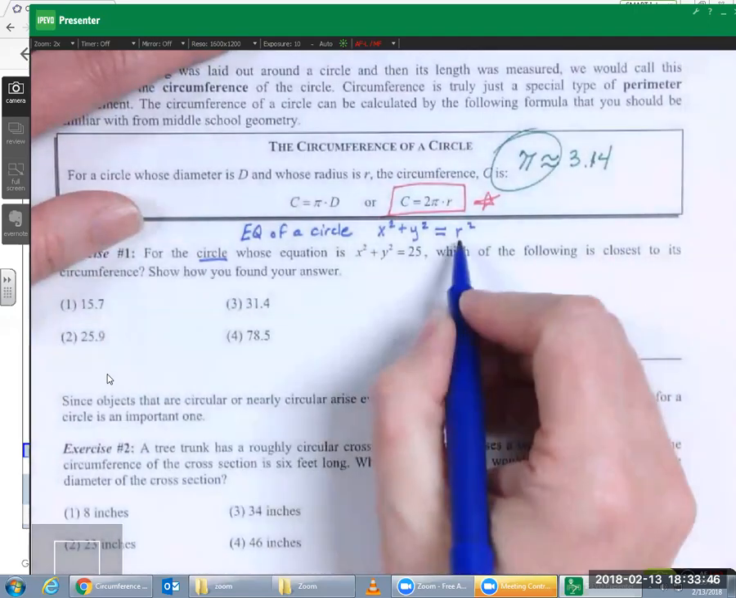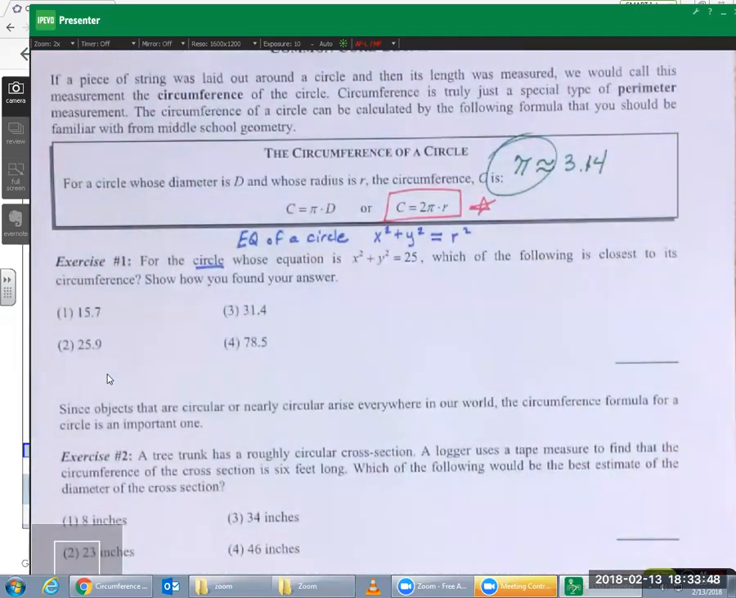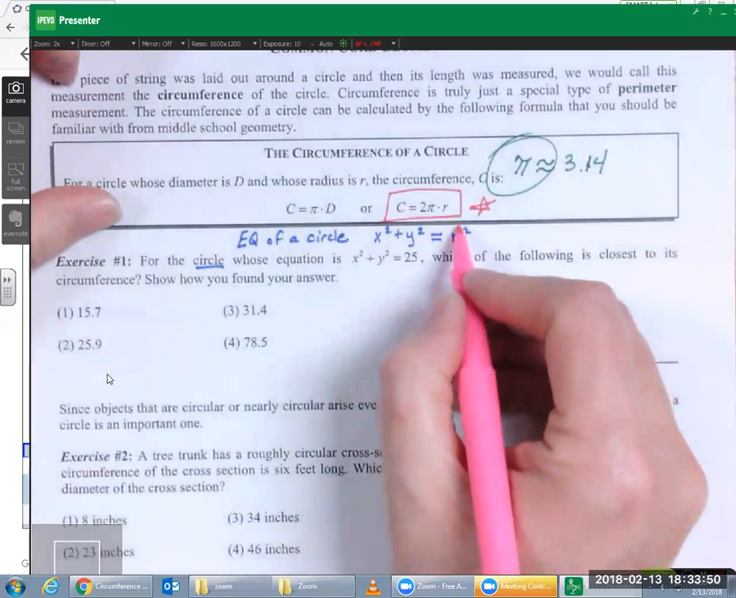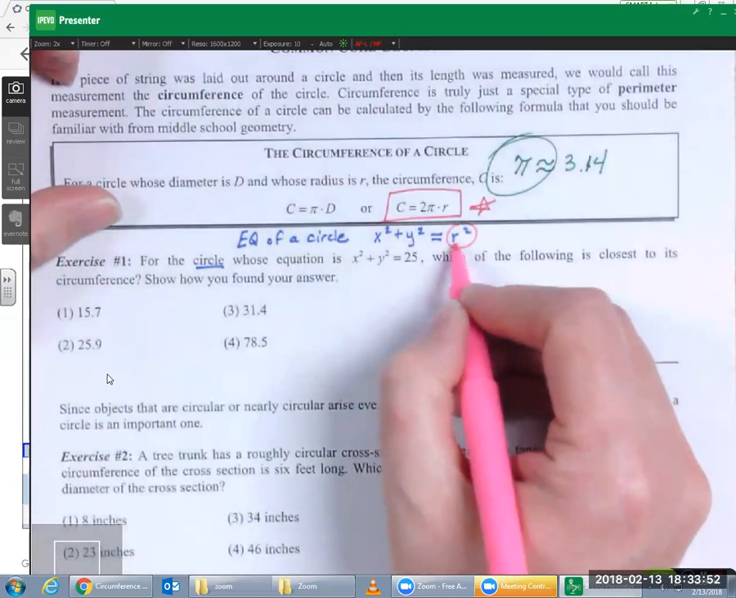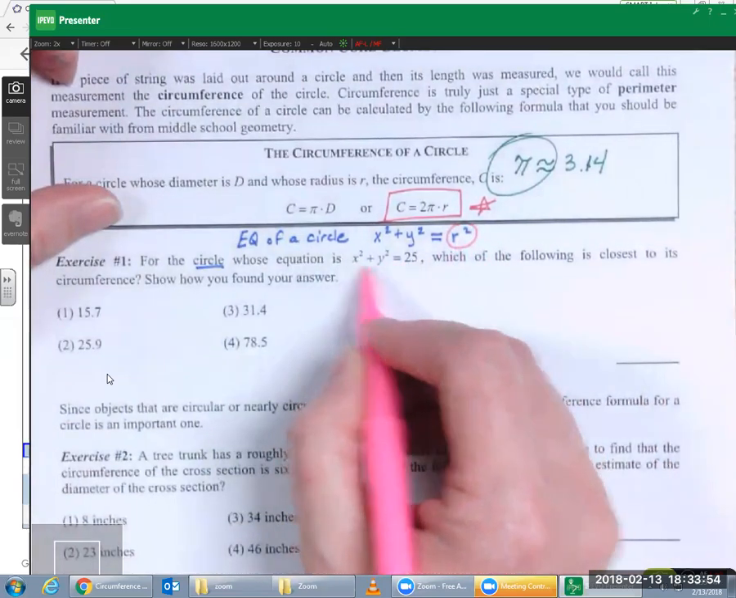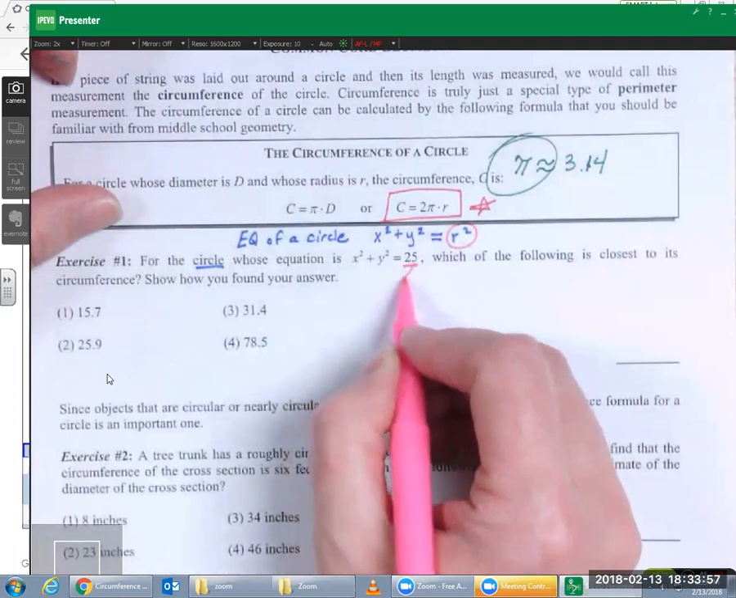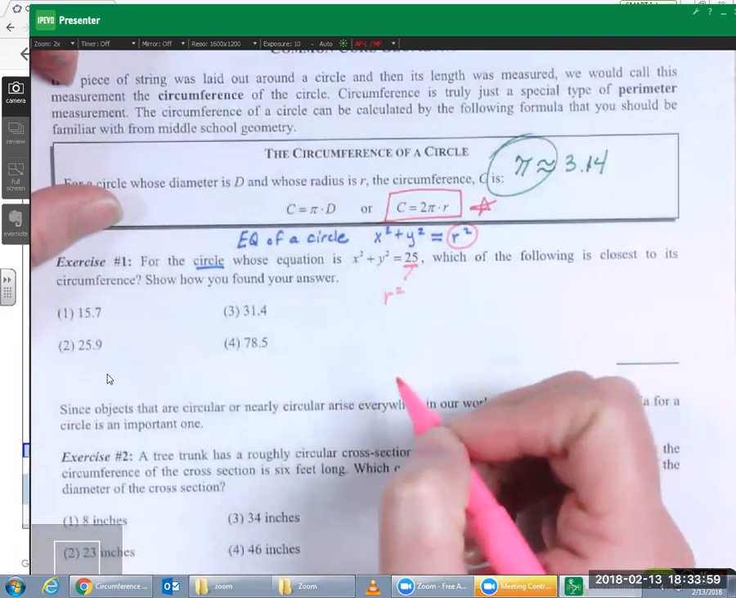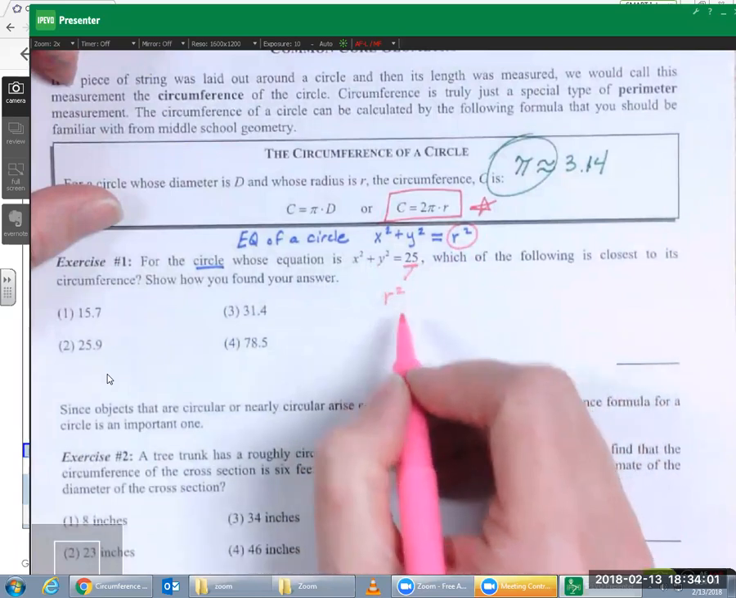But the thing to remember is that the radius is the number that you get when you put x squared plus y squared together. You get the radius squared. So what does that mean here? That means that the 25 that we see here is the radius squared of a circle. So what does that tell us about the radius?